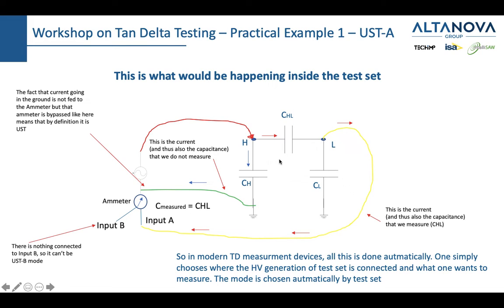Once again, since we are only measuring current running through CHL, we are measuring capacitance between the high voltage winding and the low voltage winding. And the current we are measuring is running through this cable and coming to input A. There is nothing connected to input B. We are not measuring anything here. We are bypassing the meter, and thus we are measuring only the CHL.